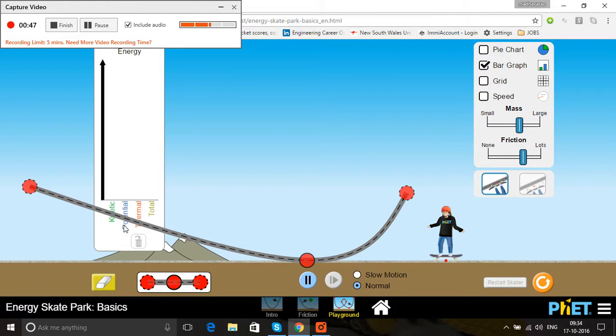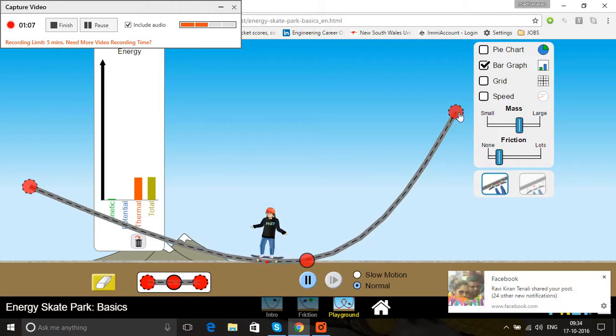Let's look at what kinetic energy is. Kinetic energy is something that you obtain by virtue of motion. Now, if you are moving, there is some kinetic energy involved. As you can see, as this rider is moving down, he is transforming one form of energy into another.